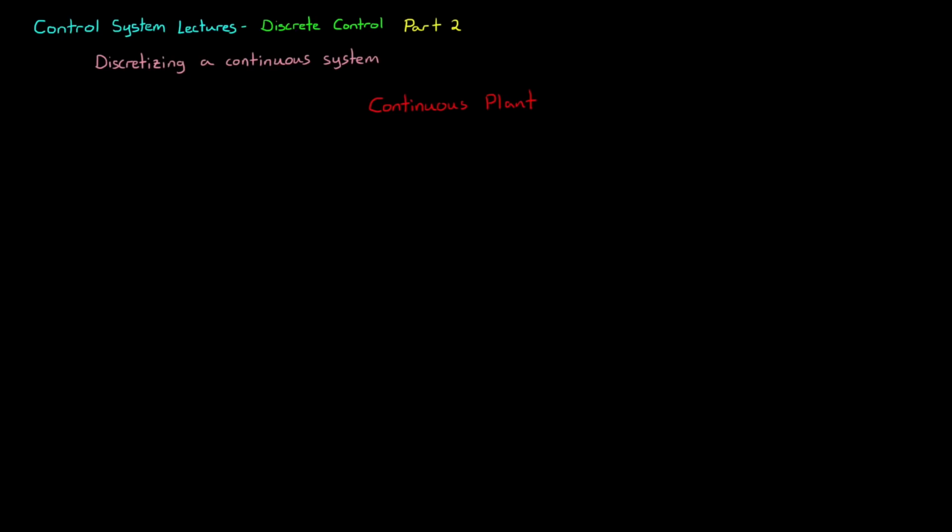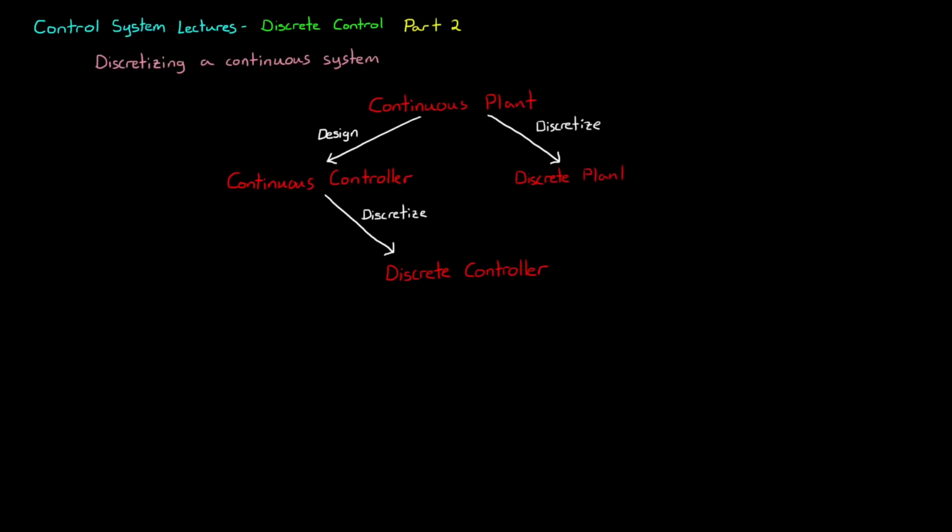We have a continuous plant for which we need to design a discrete controller. Now we could design the controller in the continuous domain, then discretize it, and end up with a discrete controller that we hope is equivalent enough. Or we could discretize the continuous plant at the beginning, and end up with a discrete plant that we hope is equivalent enough to design a discrete controller against.